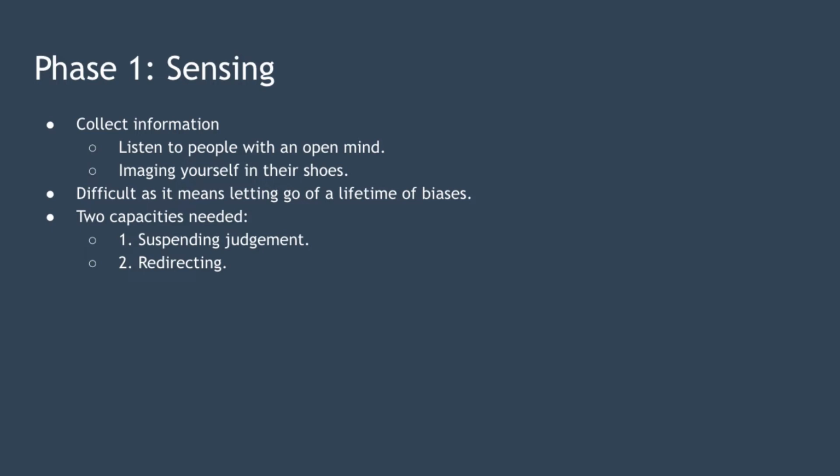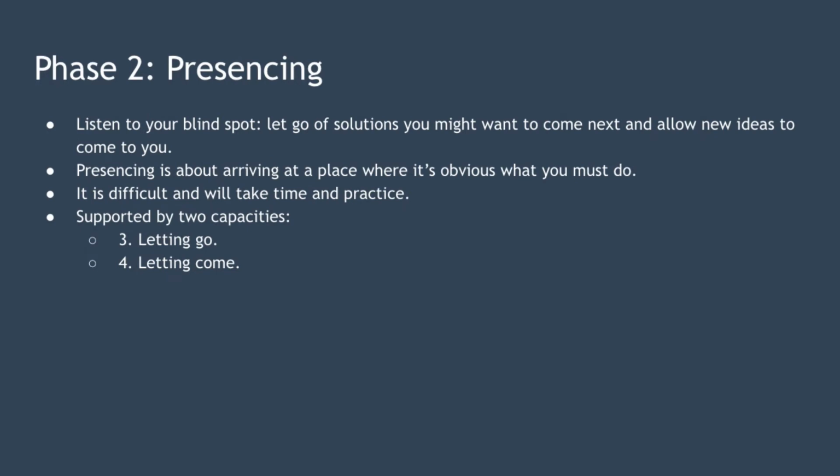The second phase is presencing, and this happens at the bottom of the U, where you listen to your blind spot. You need to let go of any solutions you might want to come next and allow new ideas to float into your consciousness. Now, presencing isn't about attempting to have a novel idea simply pop into your head. Instead, it's about arriving at a place where it's obvious what you need to do. You now see and understand the situation clearly and have 100% belief in what you must do now.